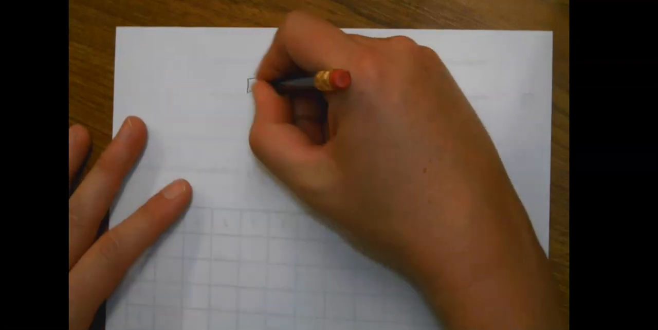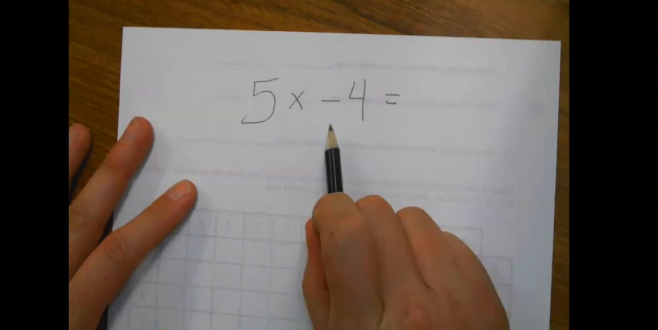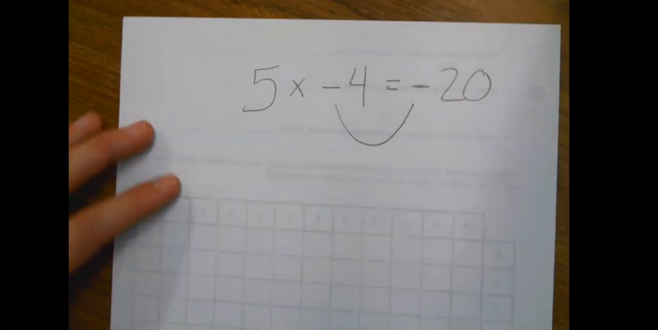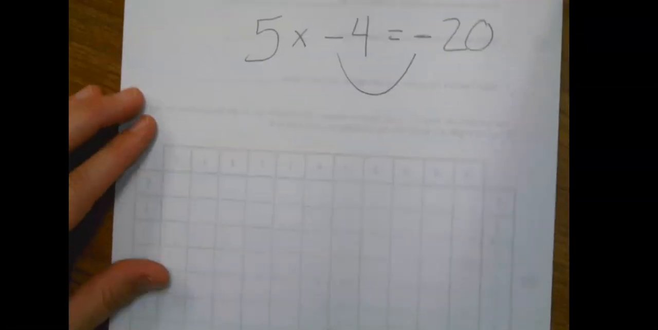Okay, if I have something like 5 times -4, there's no friend for this negative, so we're going to give him a friend right here, -20. Okay, the same rules apply to dividing.